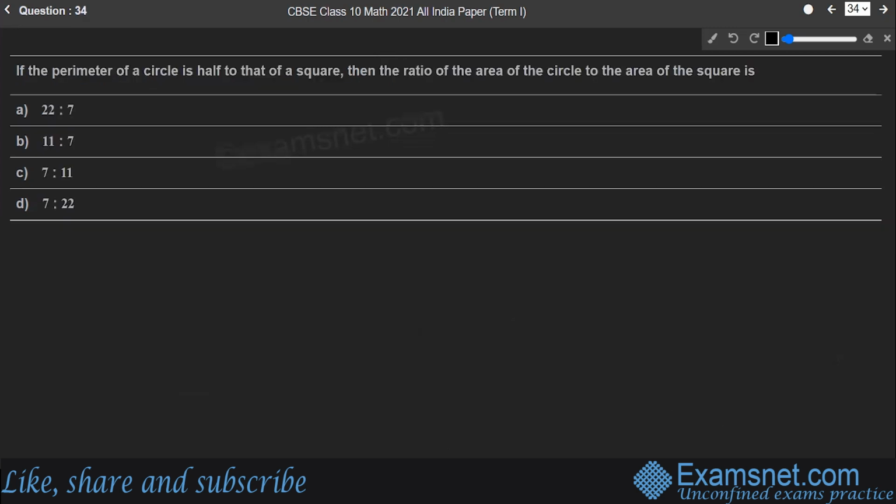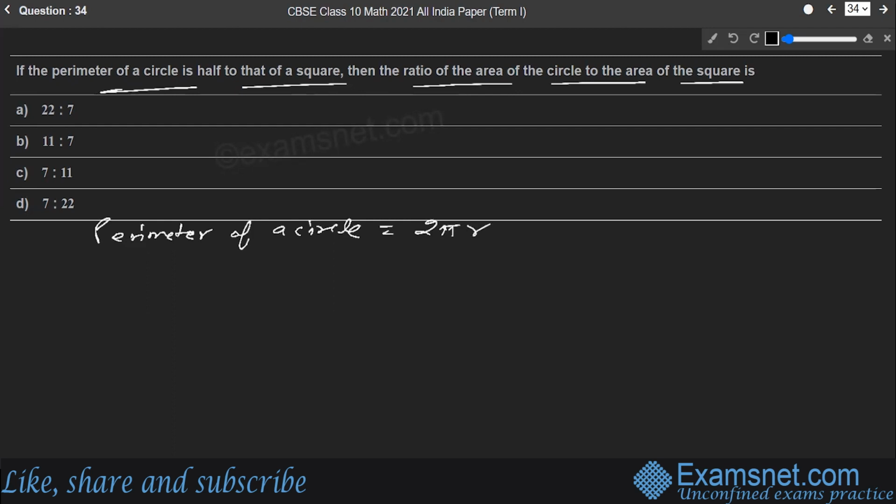Next one. If the perimeter of a circle is half that of a square, then the ratio of the area of the circle to the area of the square is. So let us find out the perimeter of a circle. Perimeter of a circle is given by 2 pi r, that is nothing but the circumference. Similarly, perimeter of the square is 4 times the side. They are saying the perimeter of the circle is half that of the square. So 2 pi r is half of the square's perimeter, that is 4a. If we solve this further, this reaches pi r is equal to a.